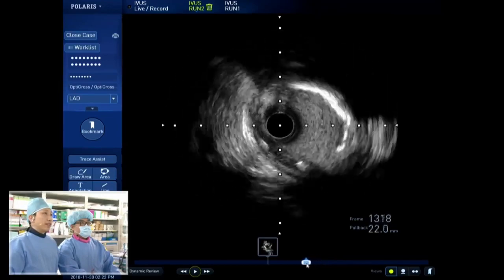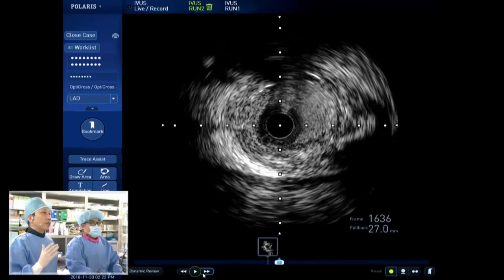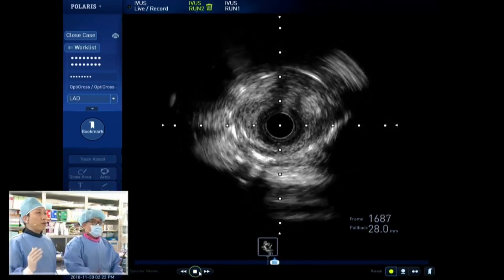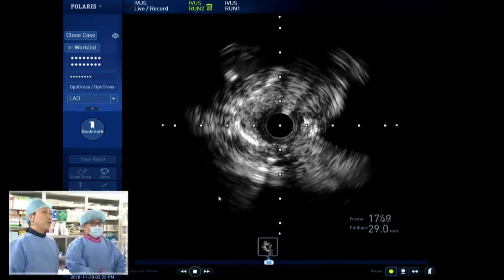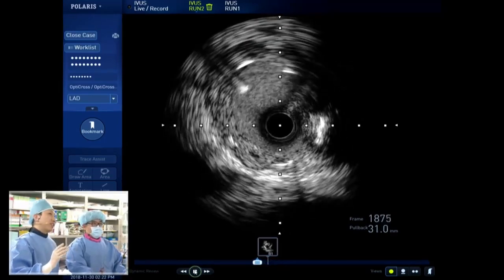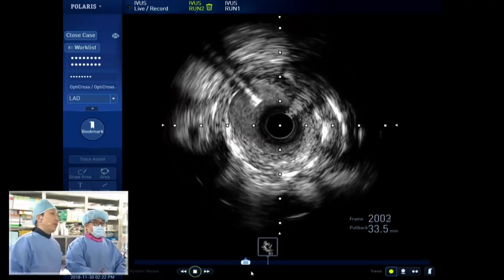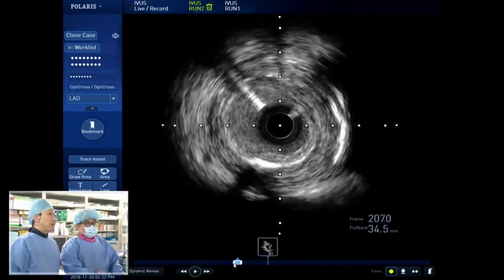Here, just distal to the diagonal opening, there is very severe neo-intima hyperplasia with calcification and some stent stretch, some anatomical abnormality. And then proximally, the lumen is relatively maintained.